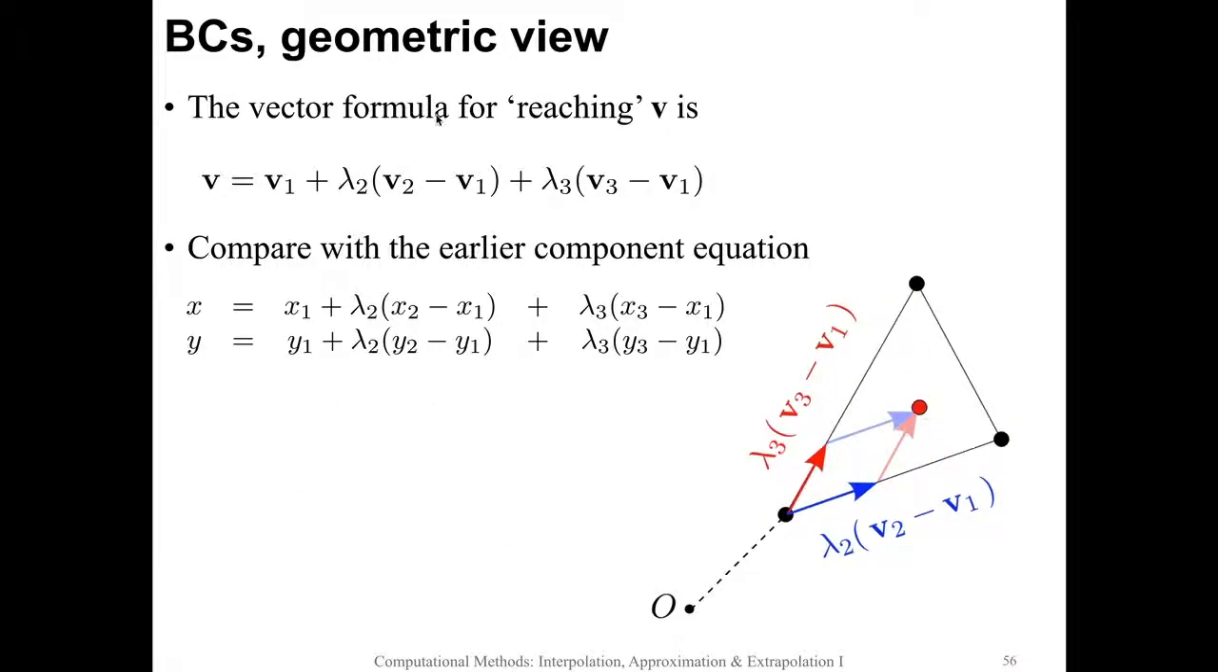So this is now our vector formula for reaching v. v1 plus lambda 2 times the difference plus lambda 3 times another vector difference. If we compare this with our earlier equation that was derived from the components, I hope that you can see how basically it represents the same information. So location is equal to the location x1 plus lambda 2 times the difference plus lambda 3 times another difference.